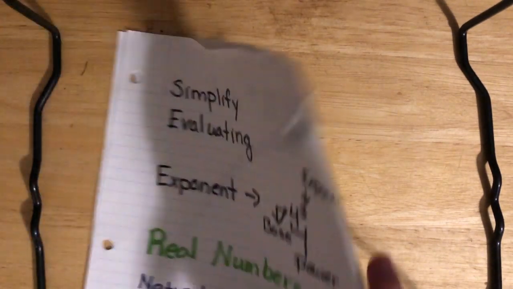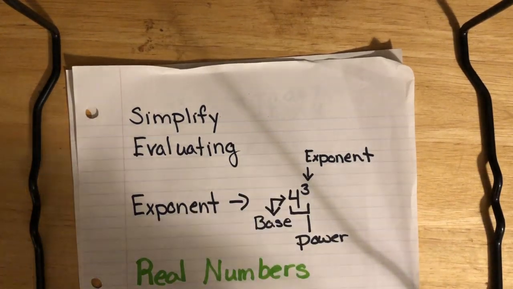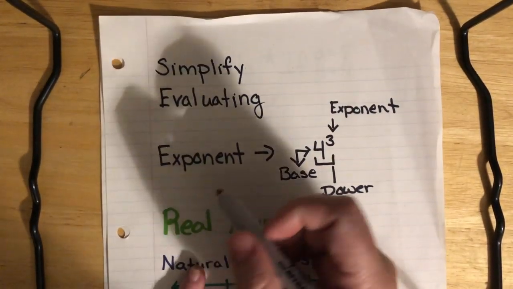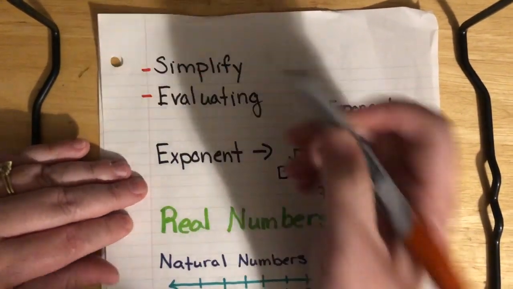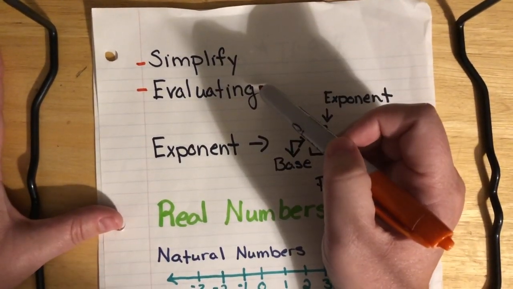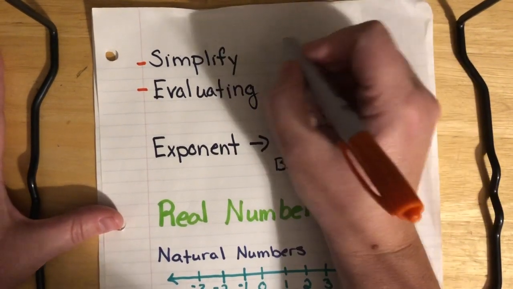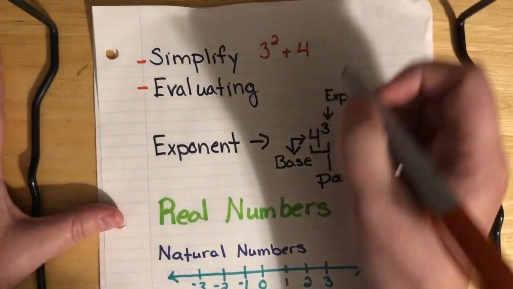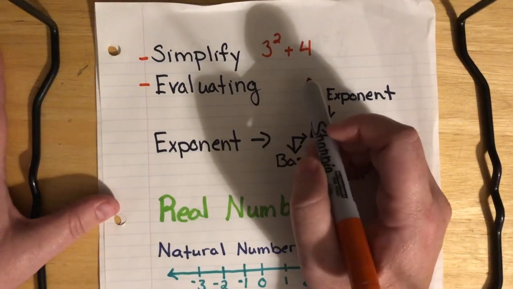So for today's lesson, we're going to review a couple of concepts that we've gone through in class, but also make sure we understand terminology and what each part is. First off, the one thing I did notice in class is the simplifying and evaluating. If it says to simplify, it means to answer it. Evaluating, same thing. So if I have 3 squared plus 4, that means it wants you to simplify.